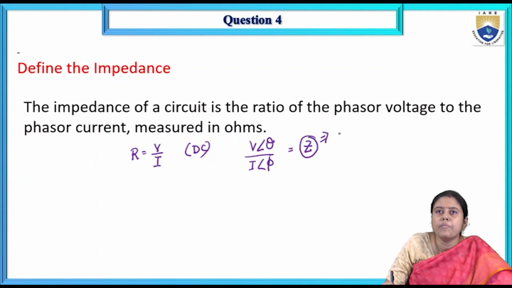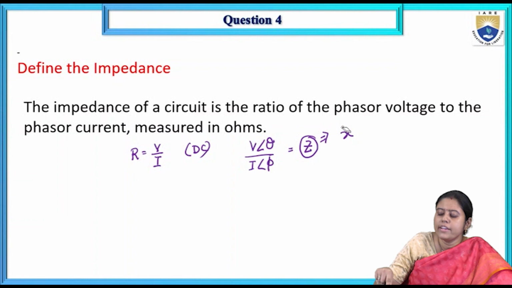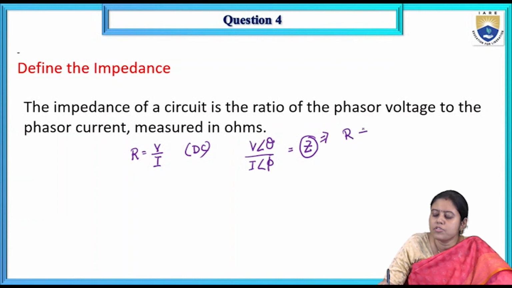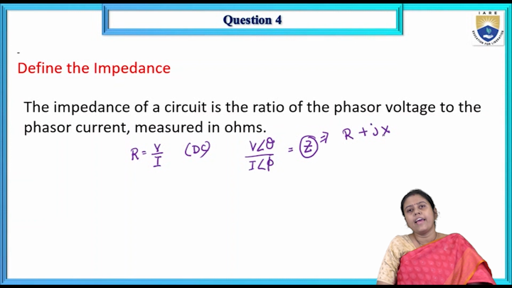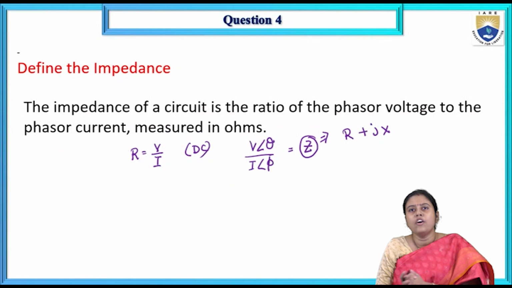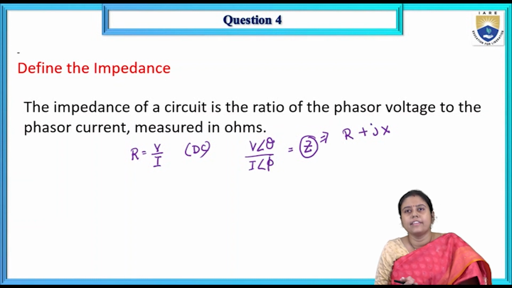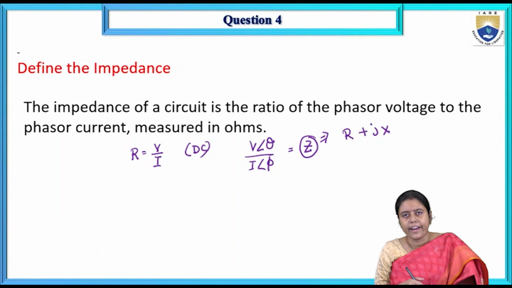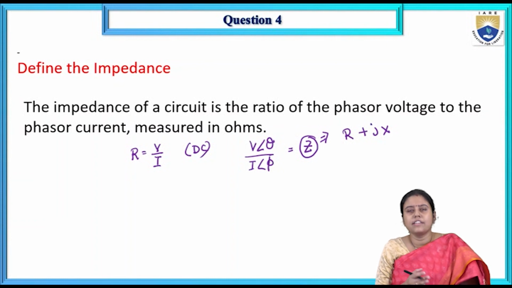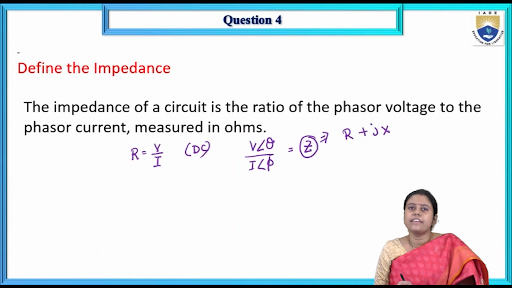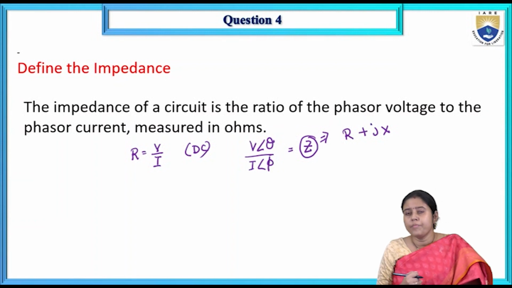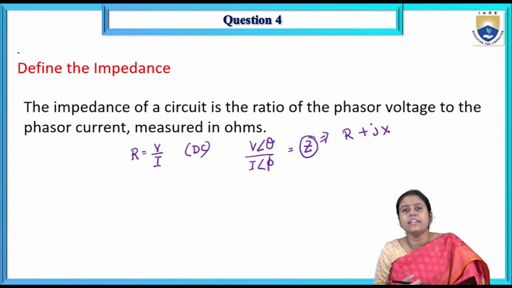And what are the two components of Z? Just as we discussed, one is the resistance part R, plus the other is jX. Why are we writing jX? J means the j operator, which is similar to the i operator in mathematics. So what is j? j means 90 degrees positive or 90 degrees negative. We discussed in our previous slide that inductance or capacitance lead or lag the voltage by an angle of 90 degrees.